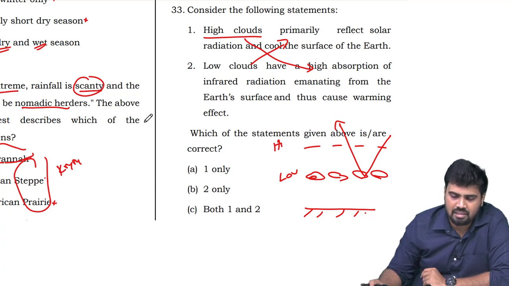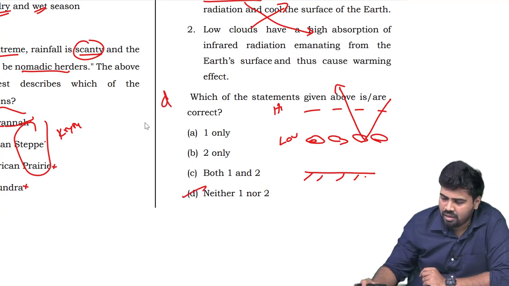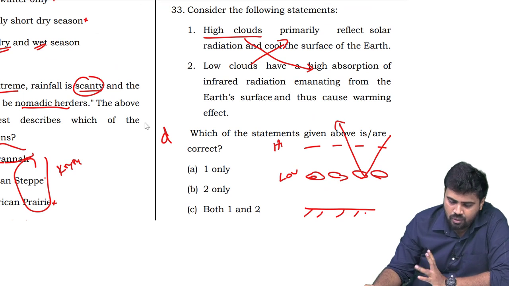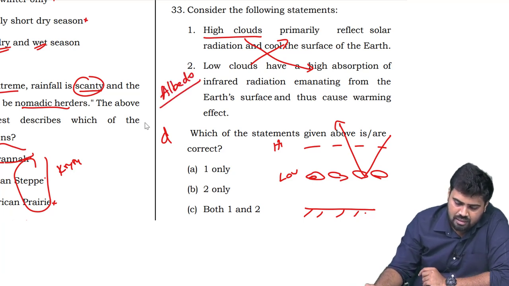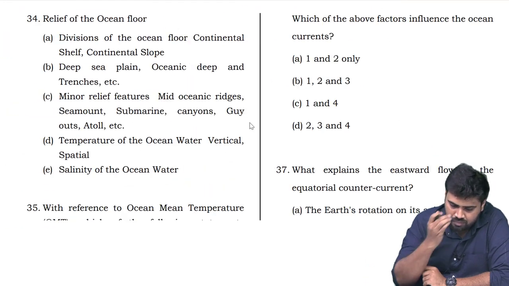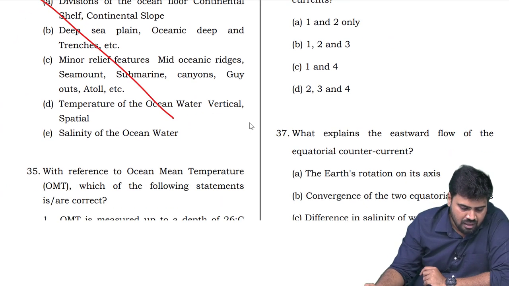So it is the reverse. So 33, option D, neither one nor two. High clouds are thin, second option, low clouds are thick, with a high albedo effect which can cool the earth surface. So 33, option D, neither one nor two. 34, this question is not proper, we will discuss it later.